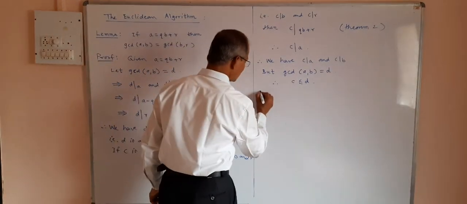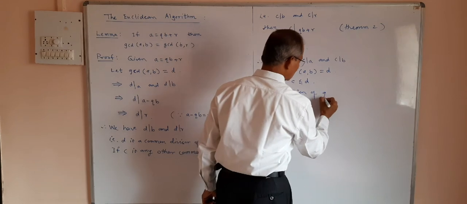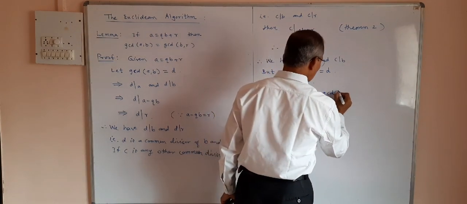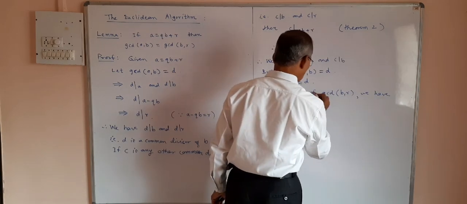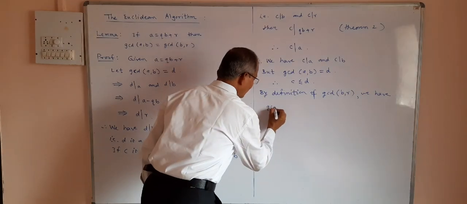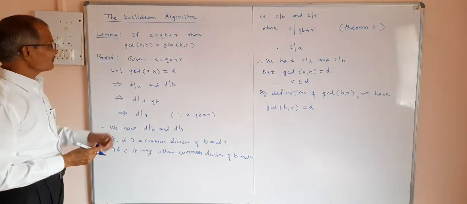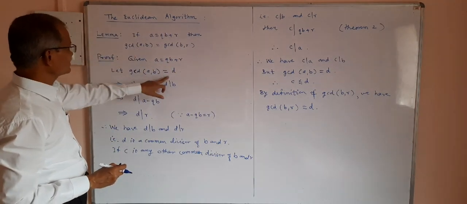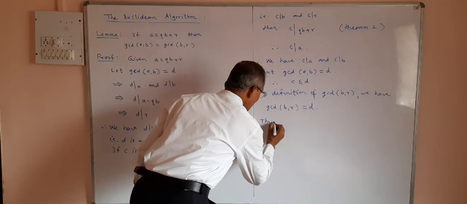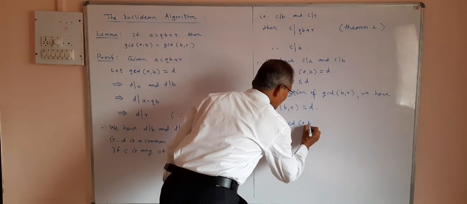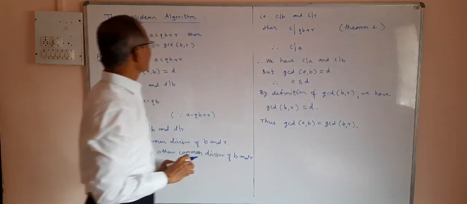So by the definition of GCD, we have GCD of B and R is equal to D, and thus this shows that the two GCDs are equal. GCD of A and B is D, and GCD of B and R is also D, and thus GCD of A, B is equal to GCD of B, R, and this proves the result.